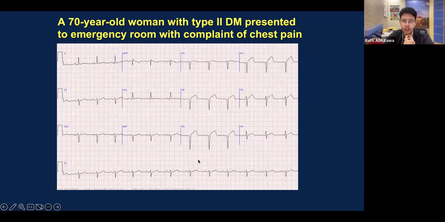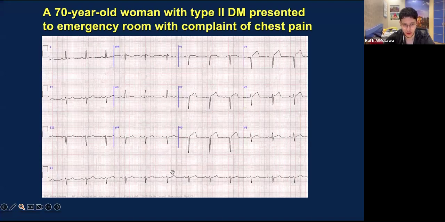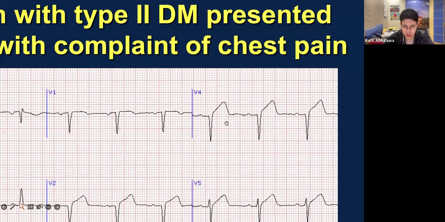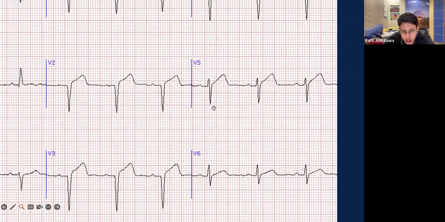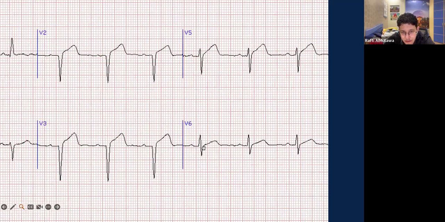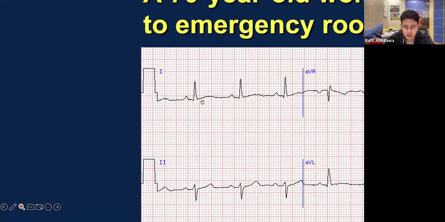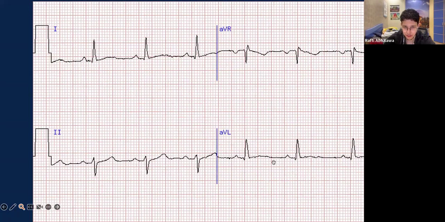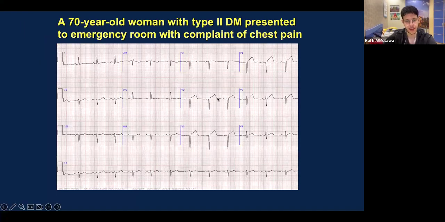Okay. Diabetic complaining of chest pain. What do you guys think? Anterior MI. Absolutely. How did we come to this conclusion? Let's look at V2, ST elevation. V3, ST elevation. V1, not really. V4, ST elevation. V5, ST elevation. V6, not really. Lead 1, not really. And then aVL, kind of. So we can definitely for sure say that this is an anterior MI.